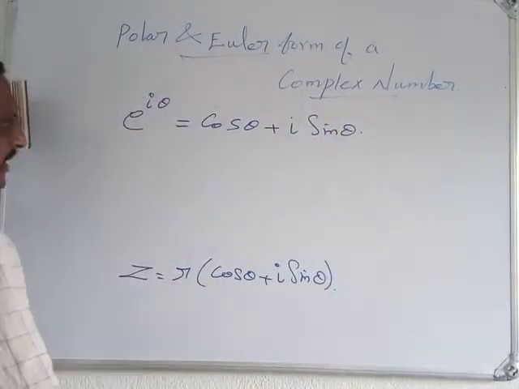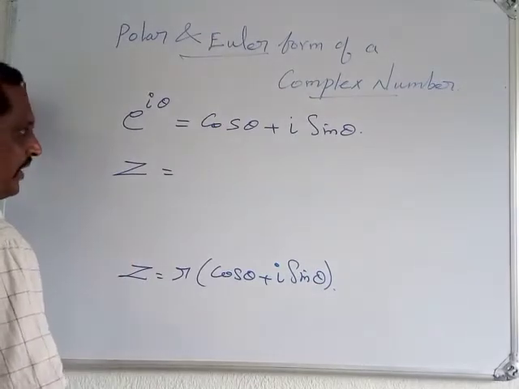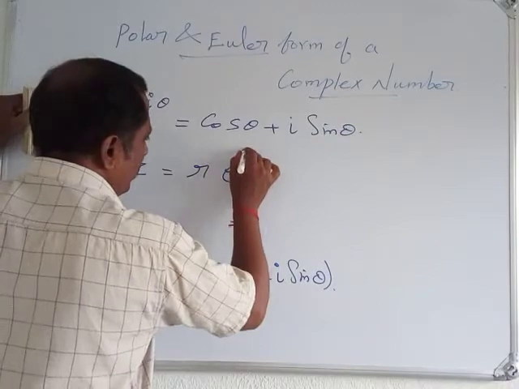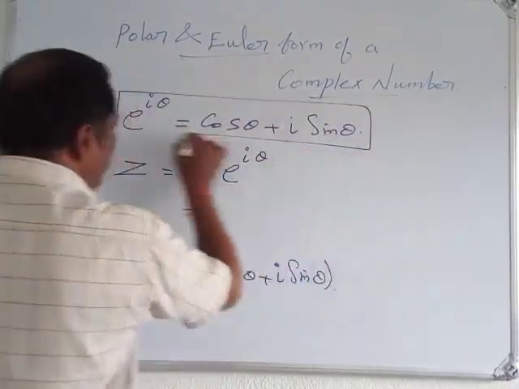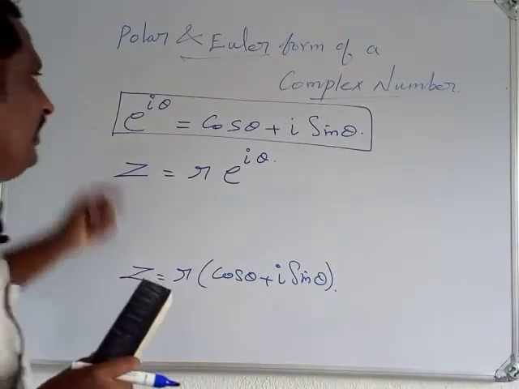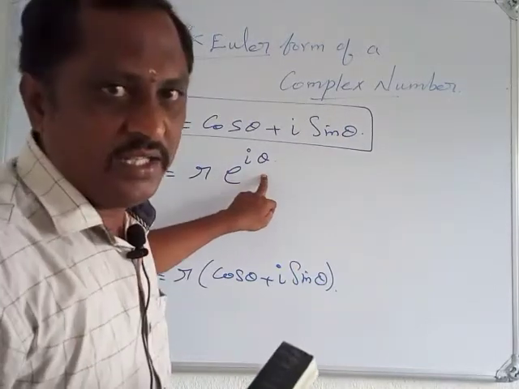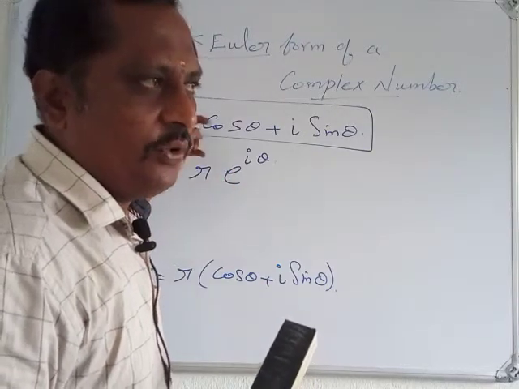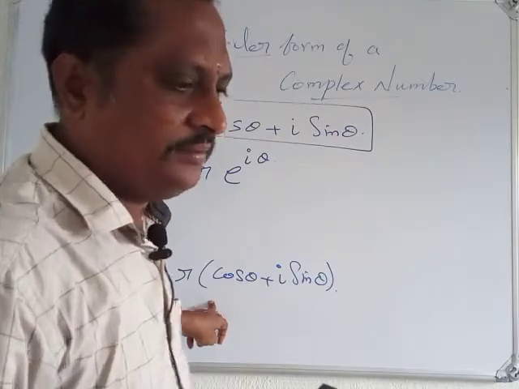So for the given complex number, writing in polar form using Euler form, z is equal to r into e power i theta. This e power i theta is called the Euler form of a complex number. So z is equal to r into e power i theta. This is also called a polar form. Using the Euler formula, what we get is also a polar form. Right?